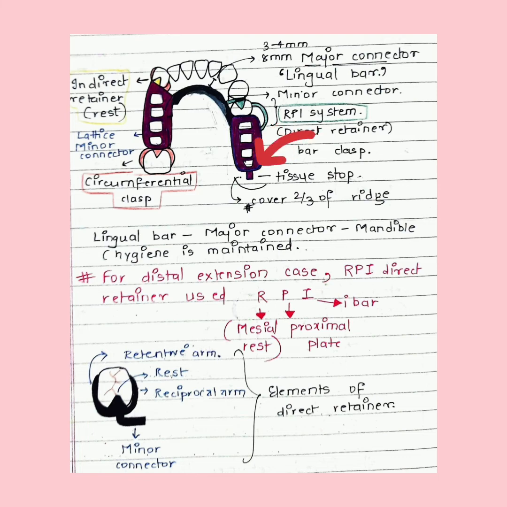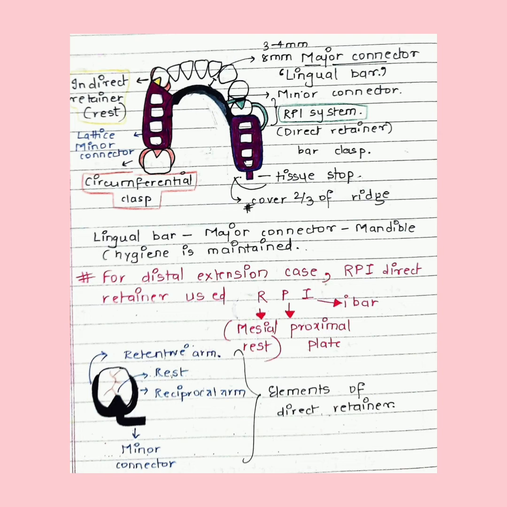Hence, we need to provide these large holes for proper retention or packing of the acrylic. This is why lattice is always preferred. But if you have a very short span edentulous area, then you will give a minor connector as meshwork. Once you know that this is a distal extension case, you draw a fulcrum line and perpendicular to that you give an indirect retainer as a rest.